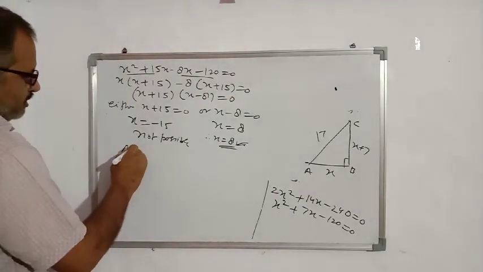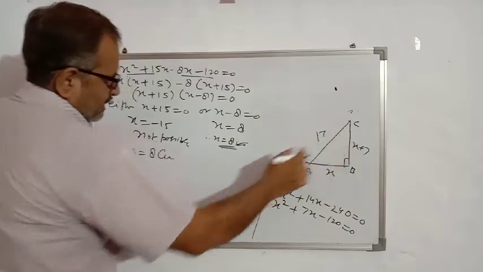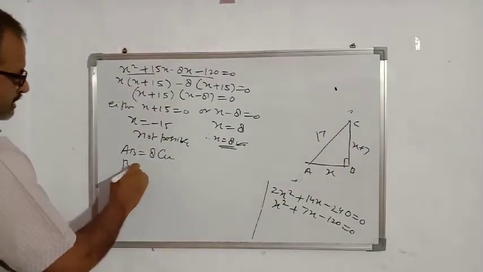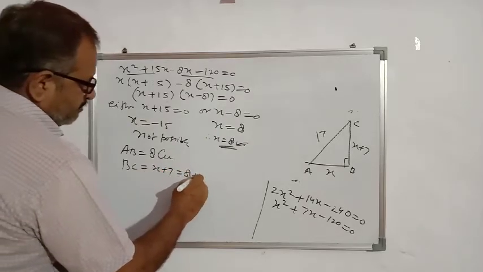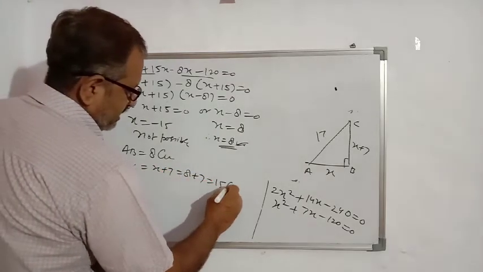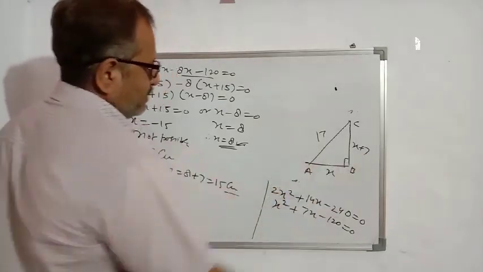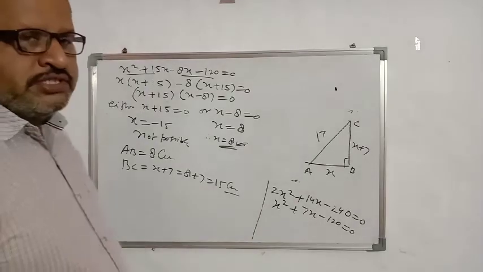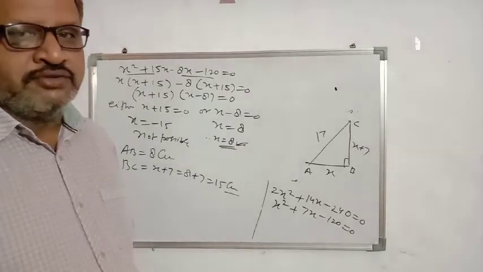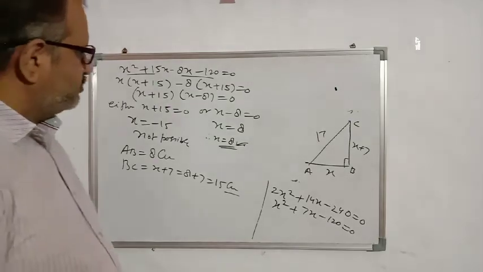So AB is equal to 8 centimeter and the other side BC will be x plus 7, so 8 plus 7, 15 centimeter. So the two unknown sides are 8 and 15 centimeter. So according to the statement, we make a quadratic equation and then we solve it. I hope that it is clear to you.